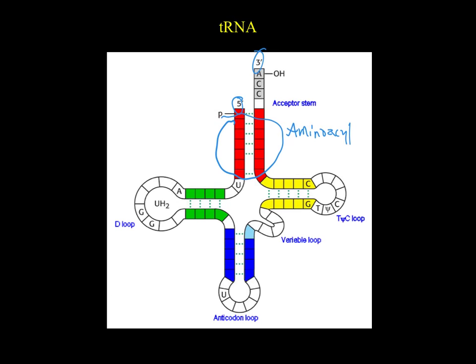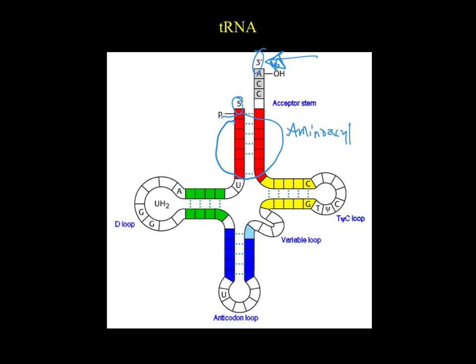But yeah, the amino acid actually gets added on right here, on the 3' end. That's where it's going to be aminoacylated. And so that's why many times it's called the aminoacyl stem. It's also called the acceptor stem because it accepts the amino acid there.